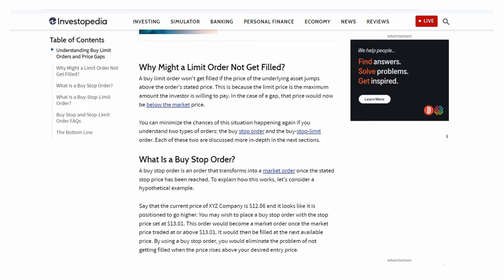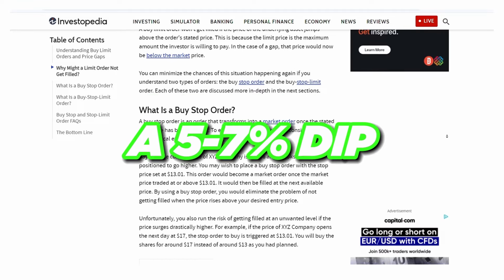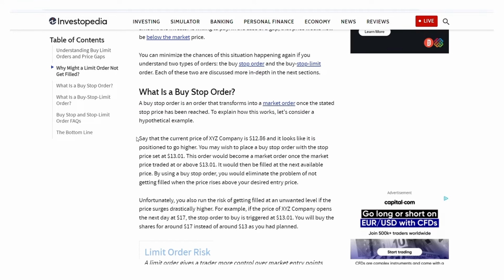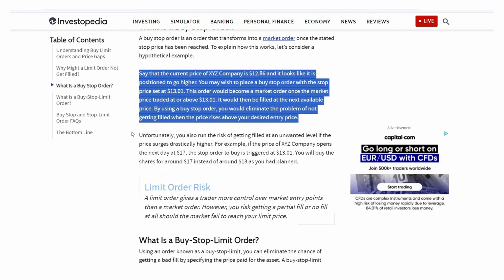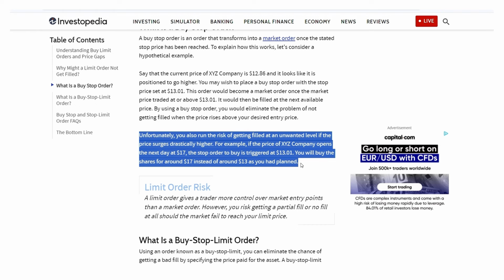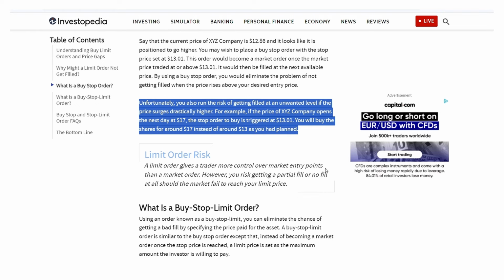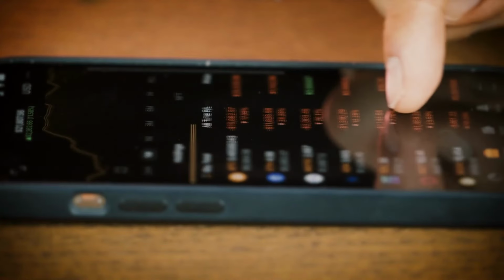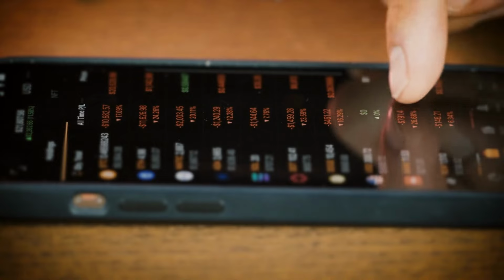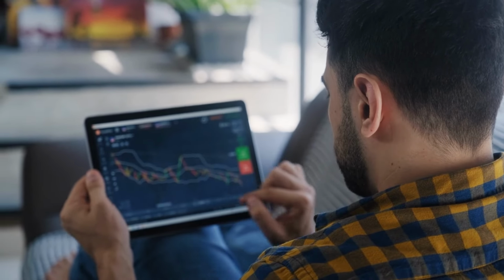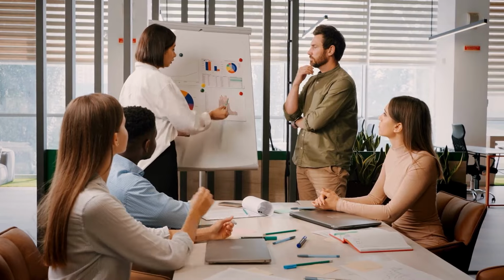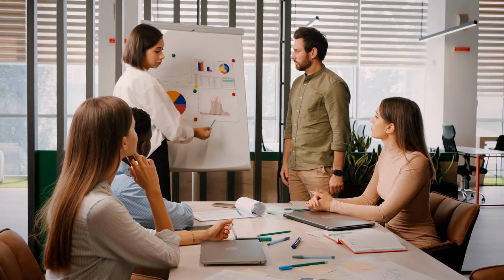Establish specific thresholds for price drops. A 5 to 7% dip for Bitcoin and a 10 to 15% dip for altcoins could be your triggers. Remember, these are just starting points and you can adjust them based on your risk tolerance and the specific asset you're considering. However, there is no guarantee that your order will be filled. If the price of the asset drops quickly and then rebounds back above your limit price, your order will not be executed. Remember, the key to success is strategic planning, not impulsive decisions.